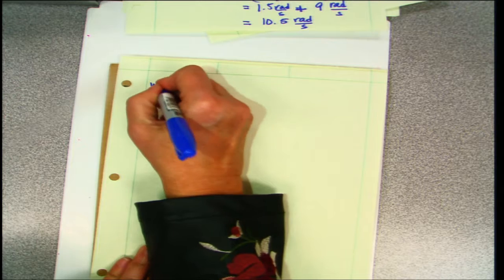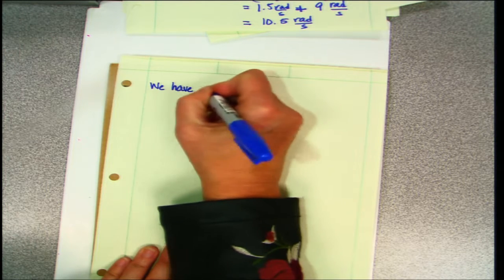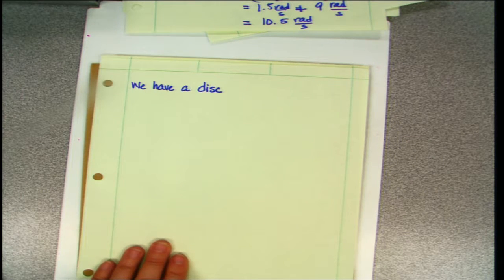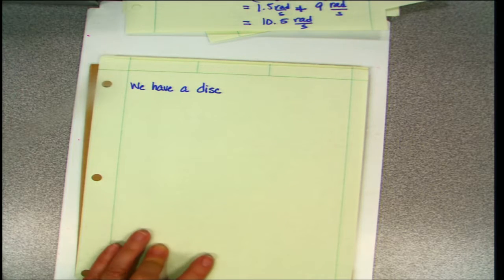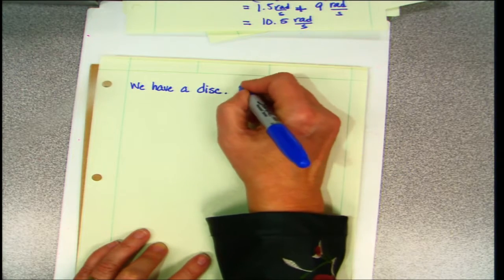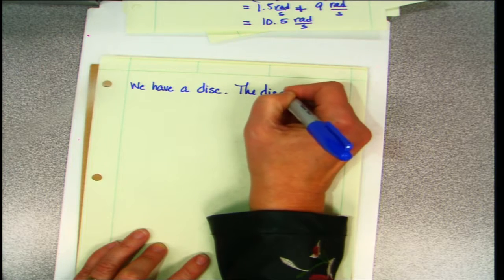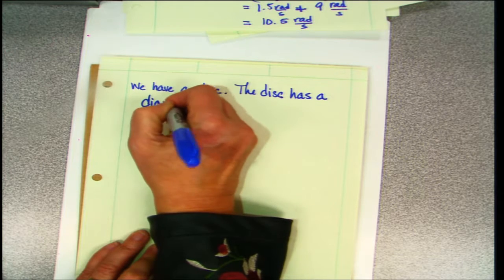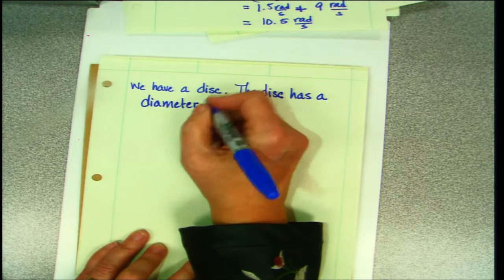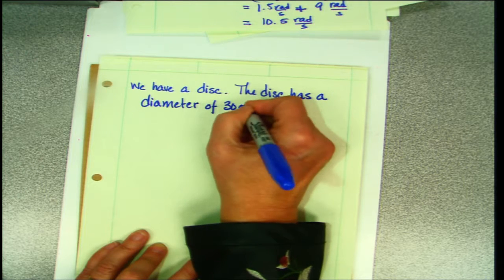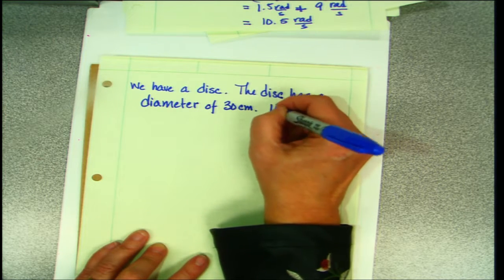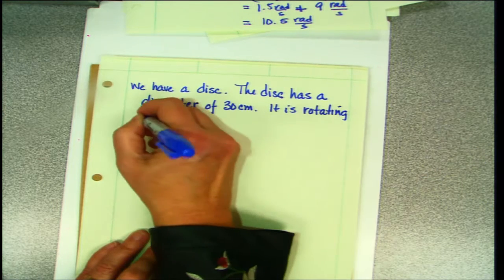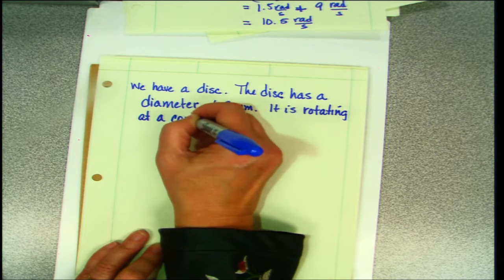The disc has a diameter of 30 centimeters, and it is going to be rotating at a constant angular acceleration of 2.25 radians per second squared. We're going to start at rest.